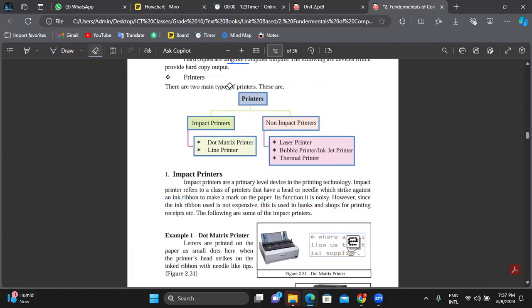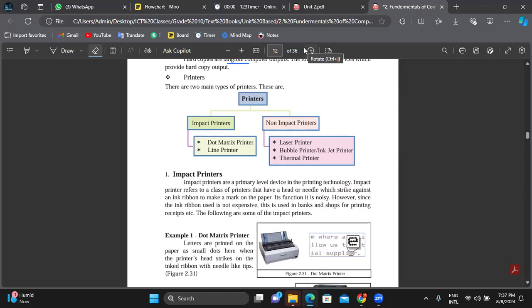First of all, I'll tell you what impact printers and non-impact printers are. This is not a note, you just need to have the idea. They're not going to ask you to define what impact printers and non-impact printers are. They're not going to ask like that. So I'll tell you what impact printers are.